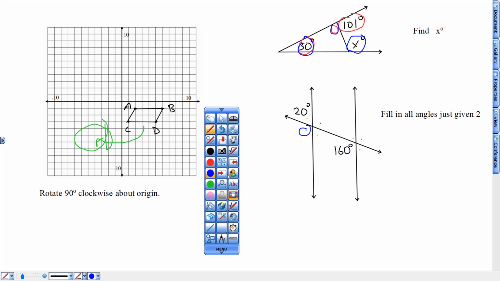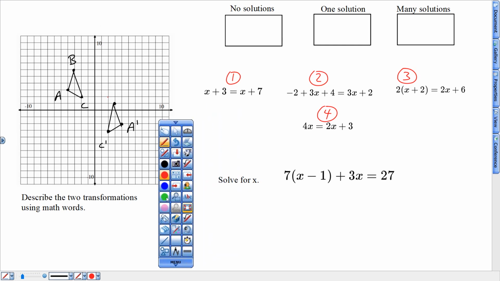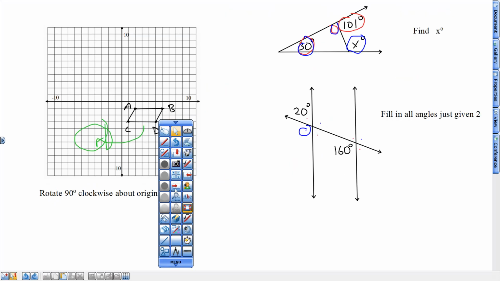All right, and then I'd like you to do these two problems. I want you to describe this transformation, do a reflection over the x-axis or y-axis first, and then look for the translation down. For these, look for your number of x's: same x's, different numbers, no solution; same x's, same numbers, many; different x's, one. And then one more of these that you're going to distribute, combine like terms, and solve. All right, last word is study. Study. So show me those 5 words and then show me the work for these problems right here. Good luck.